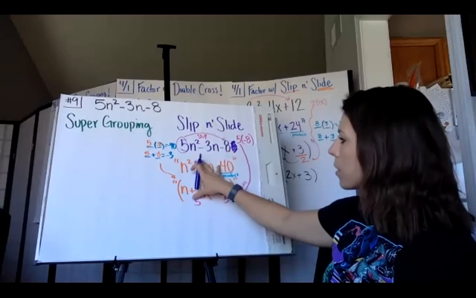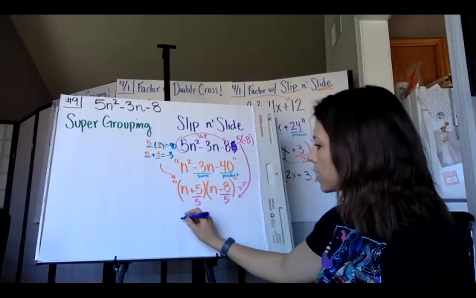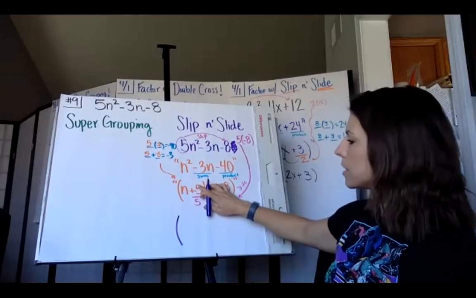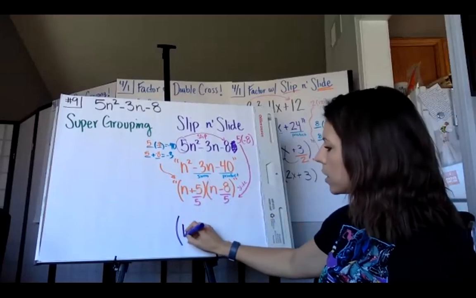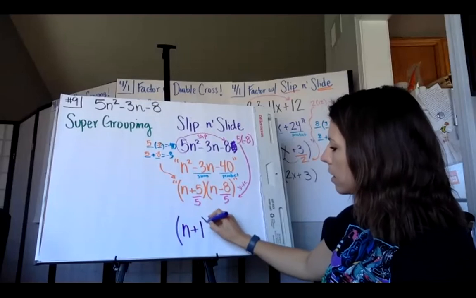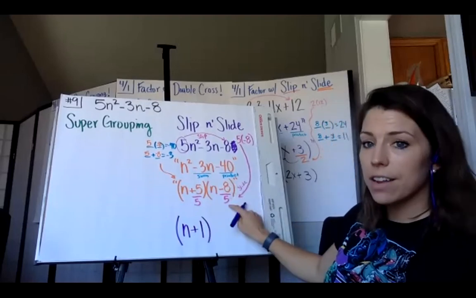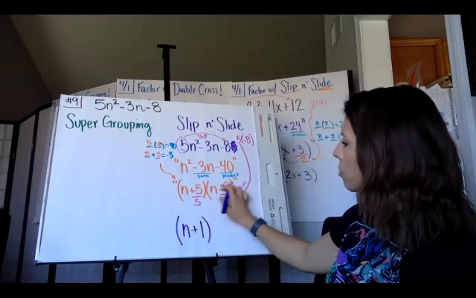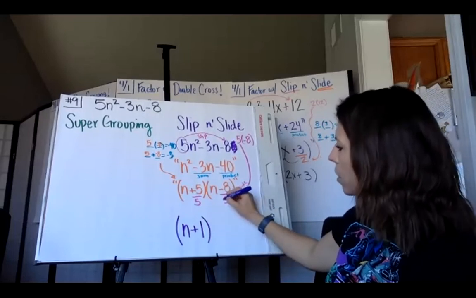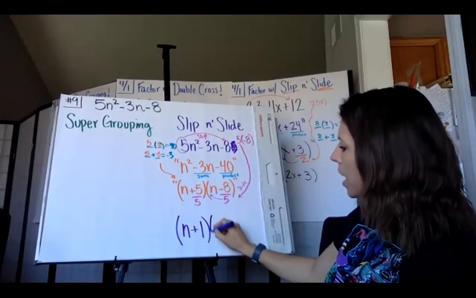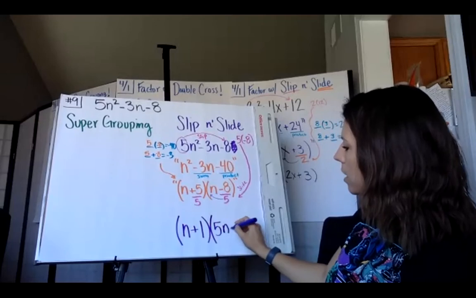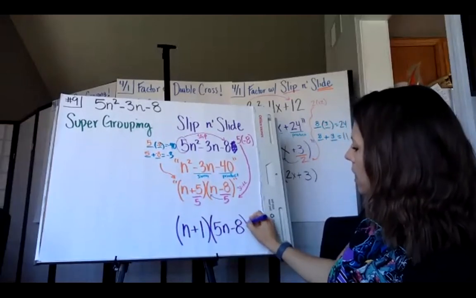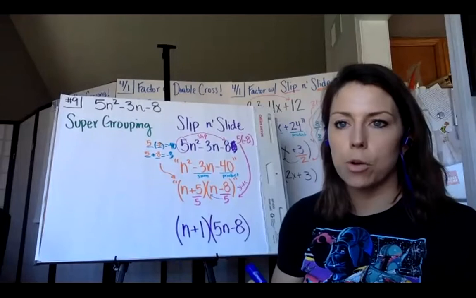So now coming out of our quotations, getting into our final answer, my first binomial is 5 divided by 5 is 1. So n plus 1. Cannot divide negative 8 by 5. So think of it as you're multiplying both of these by 5, or in other words, flipping that 5 out in front. 5n minus 8 is my second binomial.